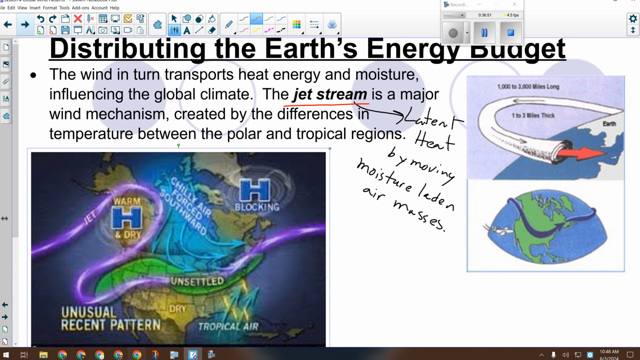The jet stream moves latent heat. It transfers latent heat, that's stuff within the water cycle, by moving moisture-laden air masses. It can push them around.